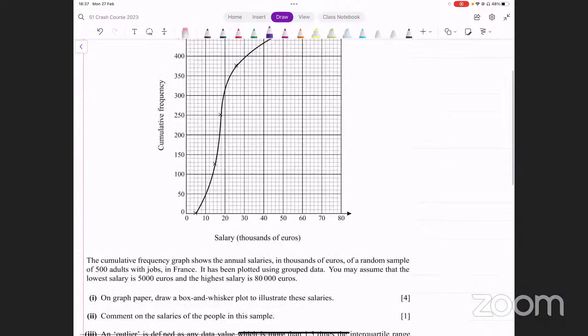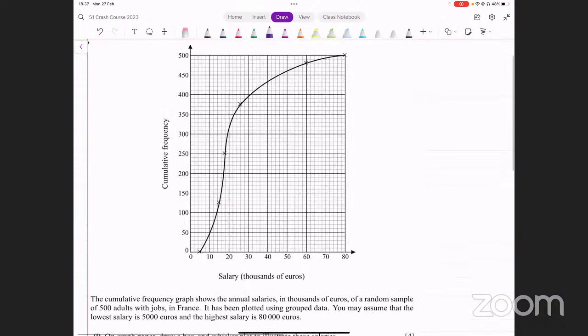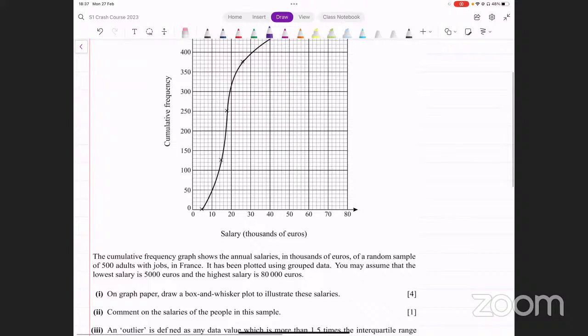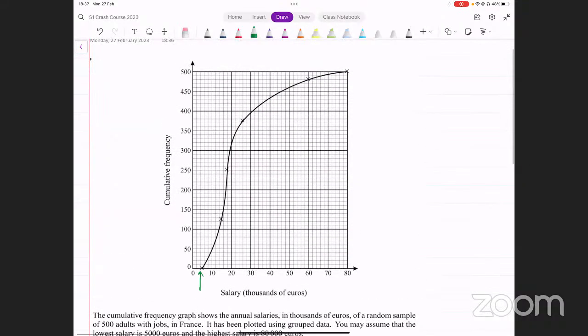All right. So it says the cumulative frequency graph shows the annual salaries in thousands of euros of a random sample of 500 adults with jobs in France. It has been plotted using group data. You may assume that the lowest salary is 5,000 euros. You can see that lowest salary here. And the highest salary is 80,000 euros. That is somewhere here. Okay.